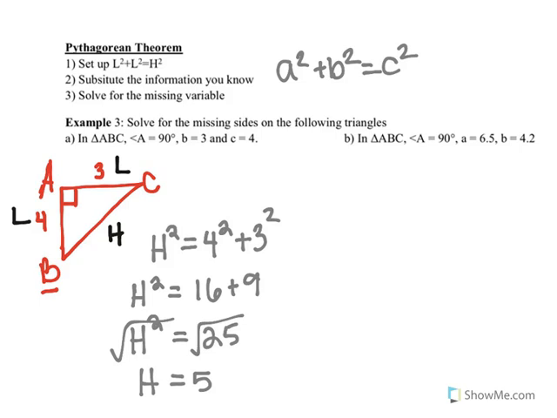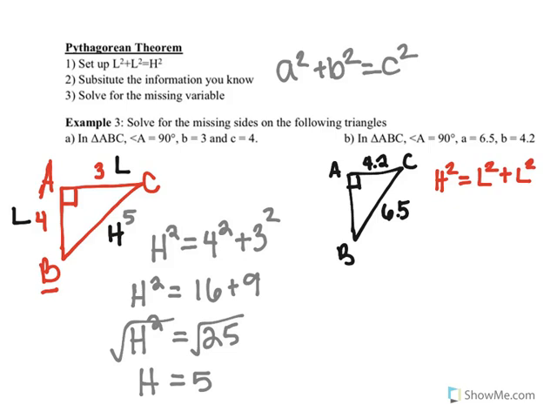This is a special triangle. It's 3, 4, 5. It's called a Pythagorean triple, anytime you have 3 sides with no decimals. Okay, example 2, in triangle ABC, angle A is 90 degrees. Again, this time we know side A is 6.5, so we know the hypotenuse. And we know that side B is 4.2. So this one's a little bit different in a sense that we know the hypotenuse.